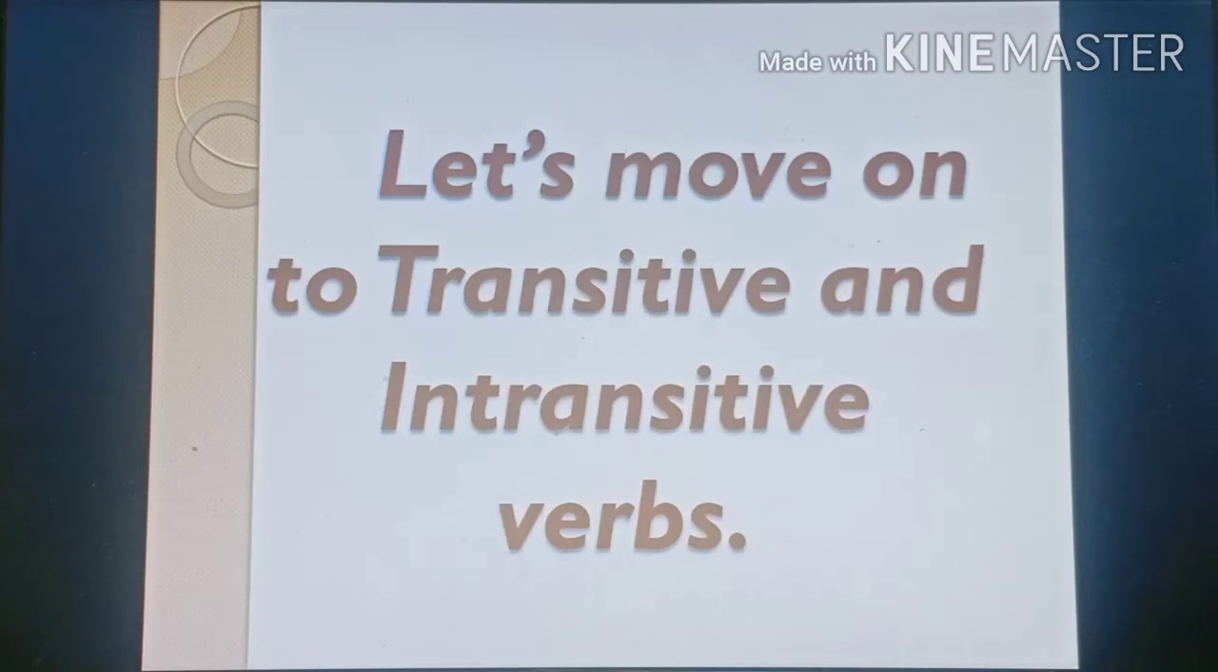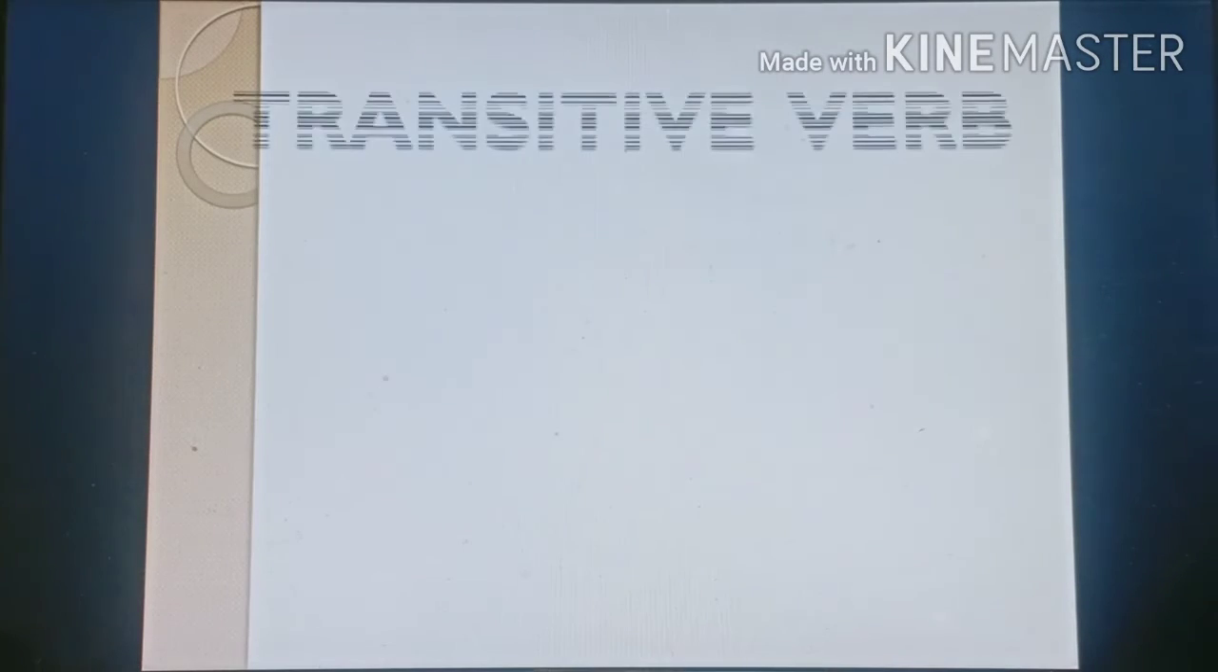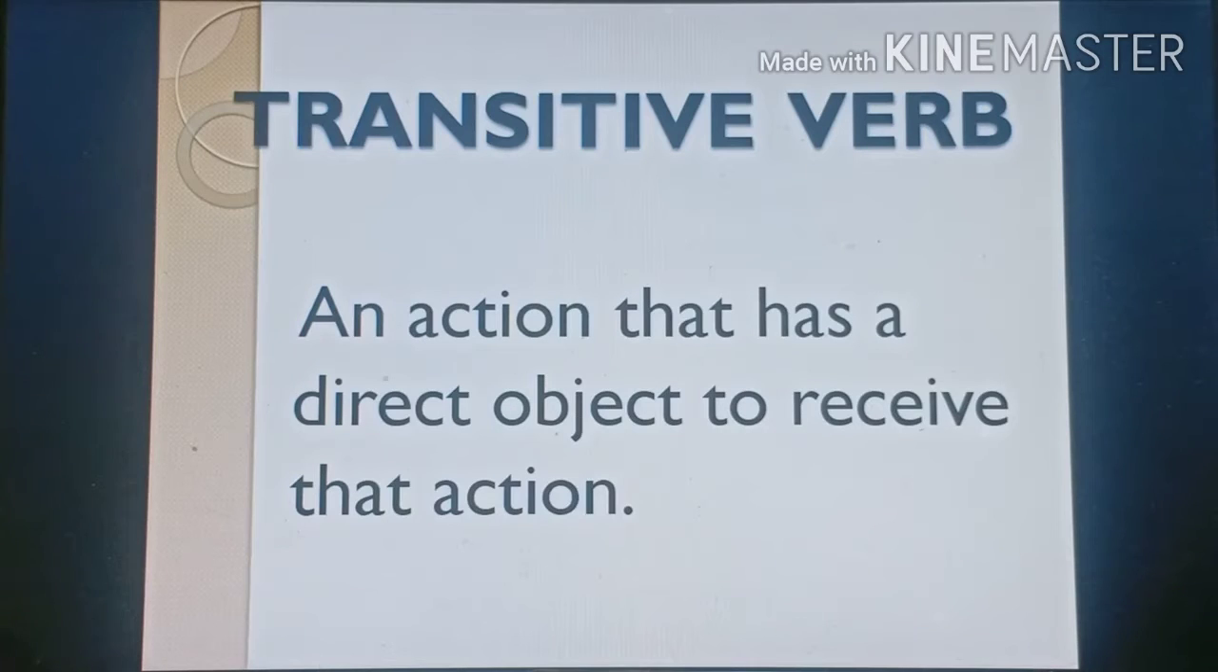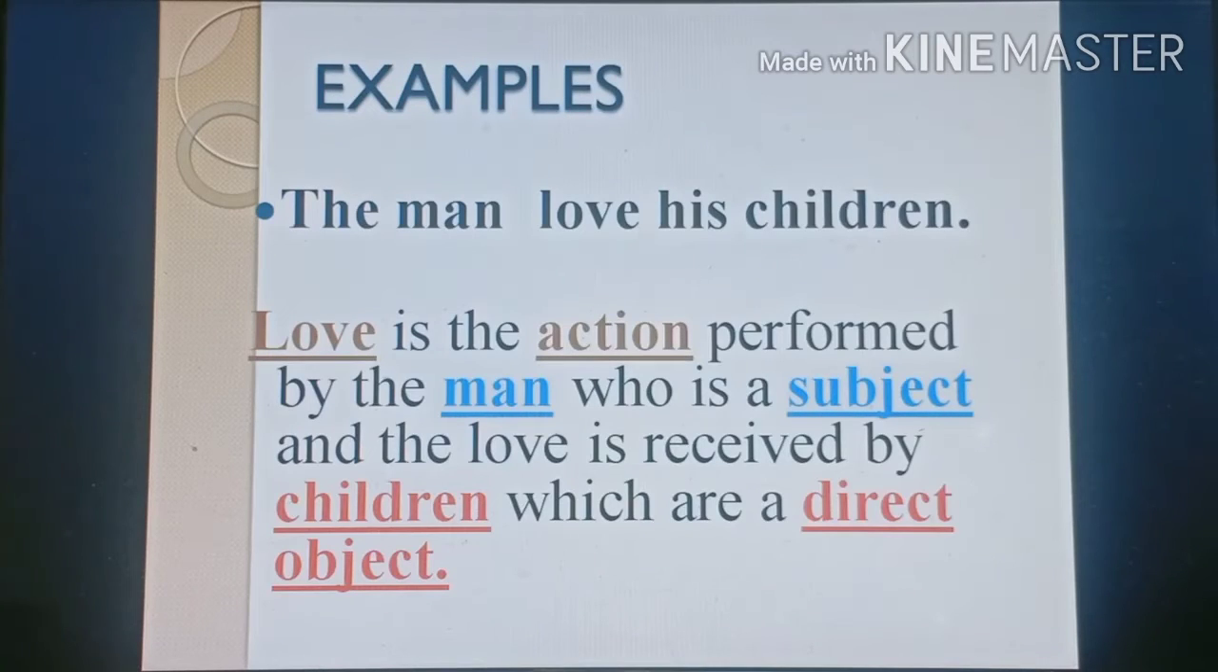Let's move on to transitive and intransitive verbs. What are transitive verbs? An action that has a direct object to receive that action. Keep in your mind, it should always have an object over there which receives the action. Let's have a look at some examples. The man loved his children. So love is the action that is performed by the man, who is the subject because he is the one who is doing something. And the love is received by the children, which are the direct object.